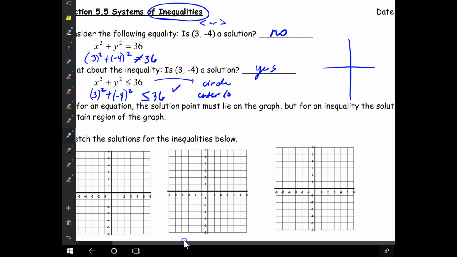Yep, it would be 0, 0, because remember the equation for a circle is x minus h squared plus y minus k squared is equal to my radius squared, where h and k are my center value. So since there's nothing being subtracted from the x and nothing subtracted from the y, that's where we get that center as 0, 0. And then the radius for this particular problem, we would take the square root of 36. So what would that be? 6.